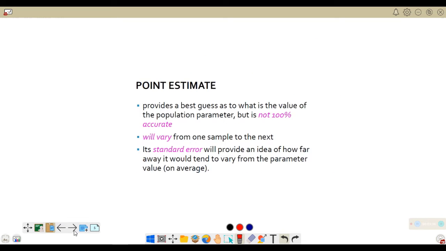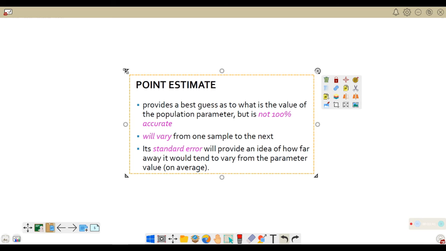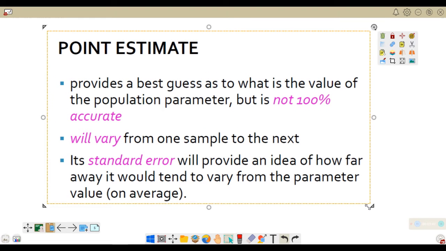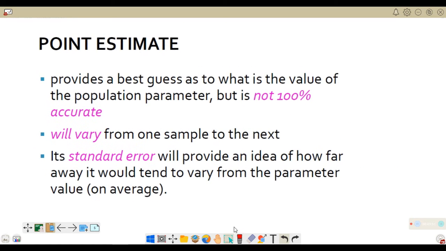Okay? Now, we have what we call a point estimate. What is a point estimate? It provides the best guess as to what is the value of the population parameter, and you have to take note of this. It is not 100% accurate. Sometimes, we have the existence of outliers, right? We discussed outliers before, extremely low or extremely high numbers.